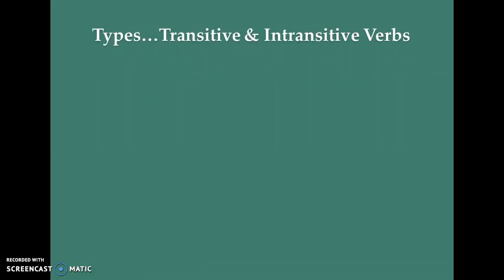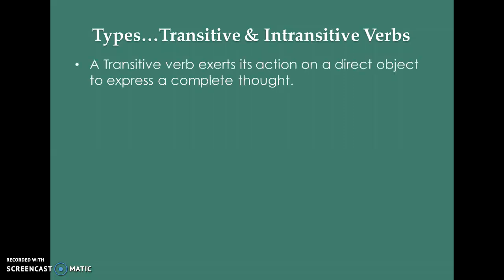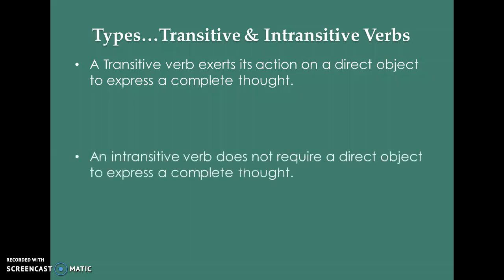Now let's go for the transitive and intransitive verbs. A transitive verb is a verb that exerts its action on a direct object to express a complete thought. Exerts means that it applies its action on a direct object to express a complete thought. Whereas an intransitive verb does not require a direct object to express a complete thought. In simple words, you can say that a transitive verb takes a direct object, whereas an intransitive verb does not take any direct object to express its complete thought.